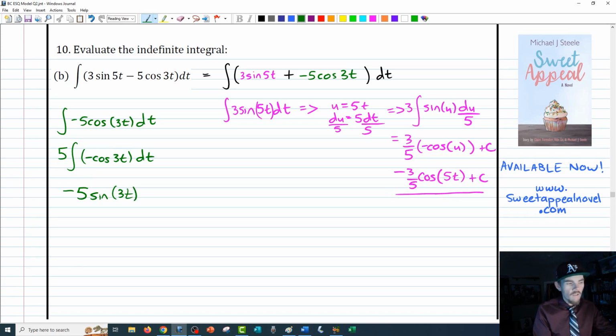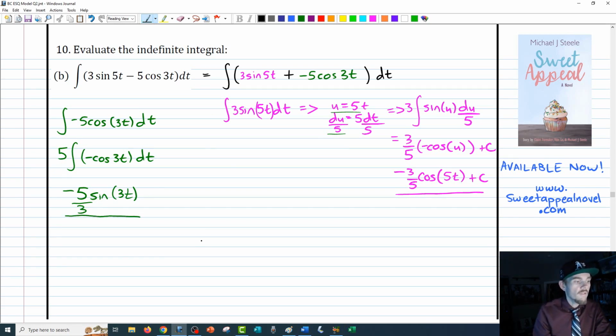Now, having said that, you can already tell if you differentiate this, you don't get the same thing. That's because we also need to account for u, and specifically du. So before, dt ended up being equal to du over 5, this time it's going to be equal to du over 3. So I'm going to divide both sides by 3. And if you differentiate that, you'll see that this does indeed get us the expression we wanted.